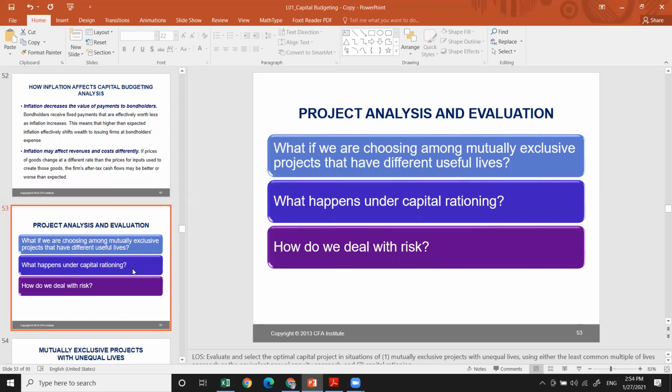So, project analysis and evaluation. What if we are choosing among mutually exclusive projects that have different useful lives? So we have two projects and only one project should be chosen, and they have a different life. Then we need to do something. We need to adjust our decision. And what happens under capital rationing? There are some decisions that should be taken in accordance with your budget. You should come up with a rational decision. And how do we deal with risk then?